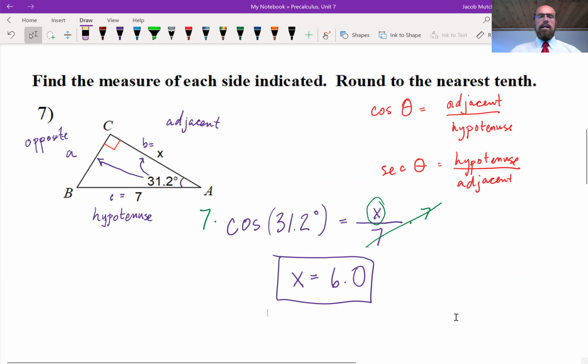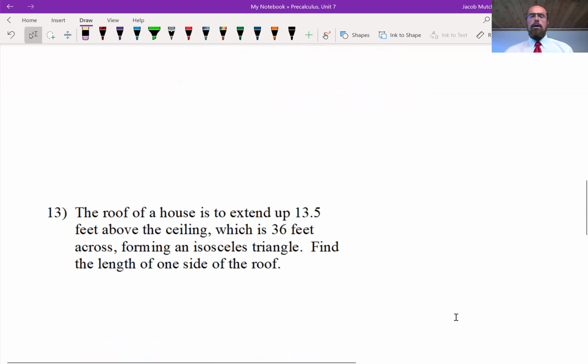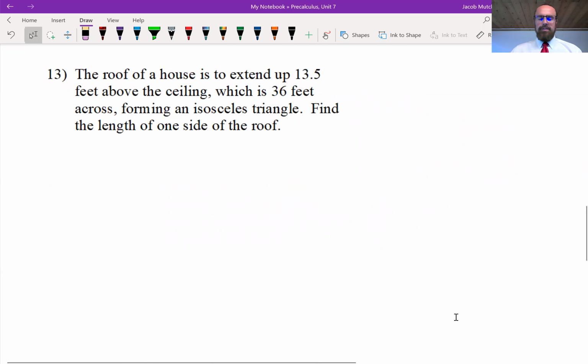Let's take a look at one last example that is a word problem. So we've been looking at some of these examples where it is just given to us in an abstract way in a diagram. Here we want to actually consider a situation. So here I've got the roof of a house is to extend up 13.5 feet above the ceiling, which is 36 feet across, forming an isosceles triangle. And we want to find the length of one side of the roof.